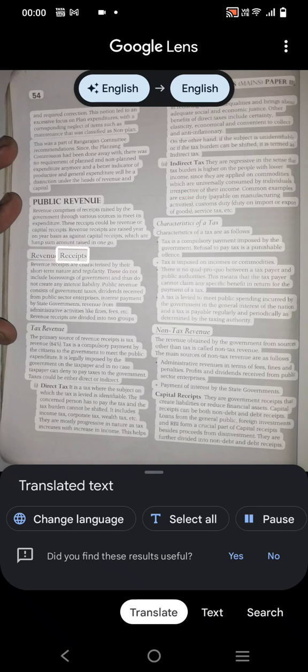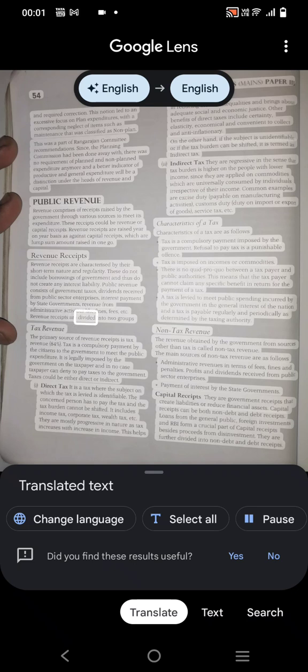Revenue receipts. Revenue receipts are characterized by their short-term nature and regularity. These do not include borrowings of the government and thus do not create any interest liability. Public revenue consists of government taxes, dividends received from public sector enterprises, interest payments by state governments, and revenue from administrative activities like fines, fees, etc.